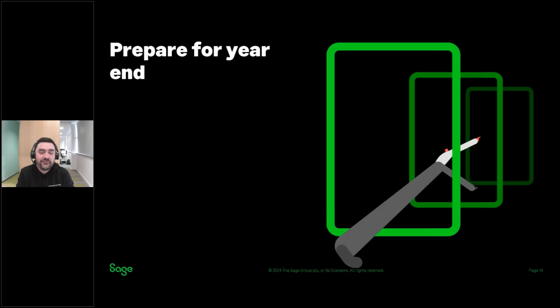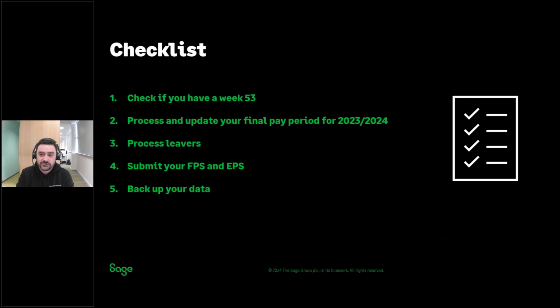So you've seen there the first step of payroll year end, which is to install your update. So I'm going to then show you the next step, which is preparing for the year end process. And a lot of this is completing your final payrolls of 2023 to 24. But I'm going to take you through a 5-step checklist. So here is the checklist on screen.